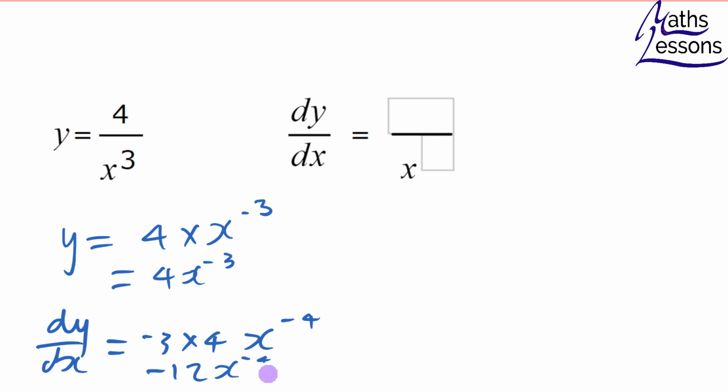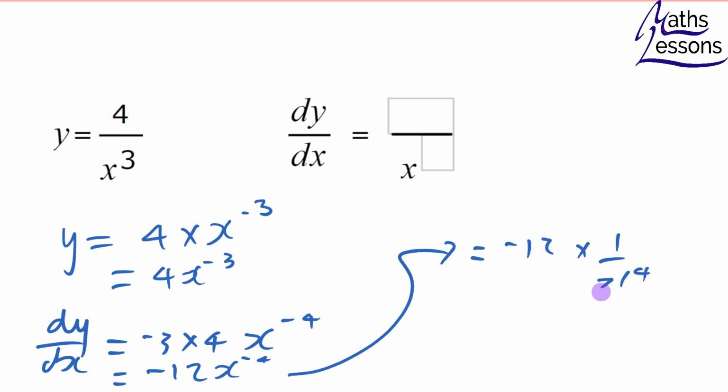And we've got x to the minus 4. Now this is just the same as 1 over x to the 4. So you've got minus 12 times 1 over x to the 4, which is just minus 12 over x to the 4. So if you want to write it in this format, we're going to get minus 12 over x to the 4.